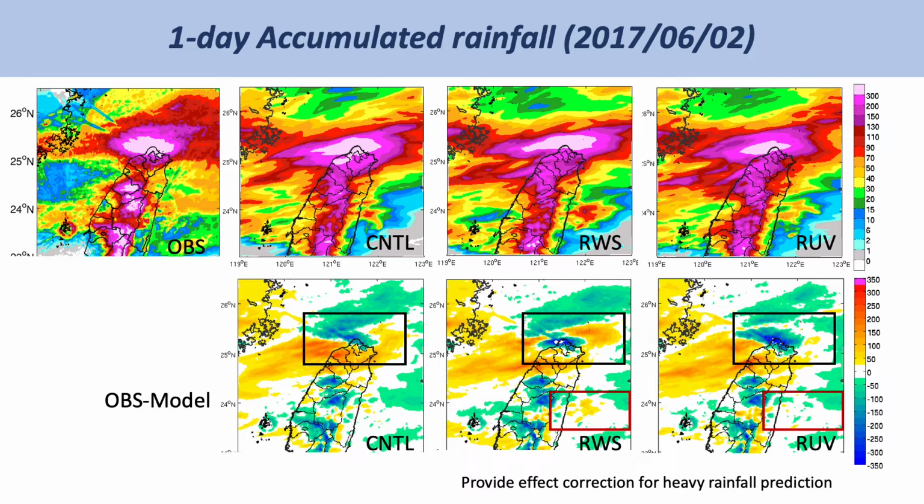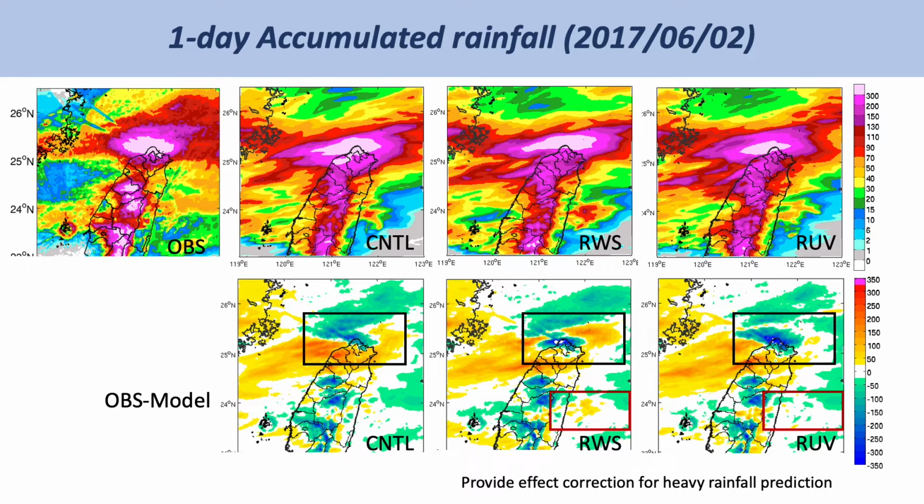We also observe that in the RWS run there is unrealistic rainfall, and it does not appear in the control run. So this is an example that assimilating the wind speed data can introduce error in the wind direction and lead to rainfall error here. But with RUV, you can see such unrealistic rainfall is reduced.